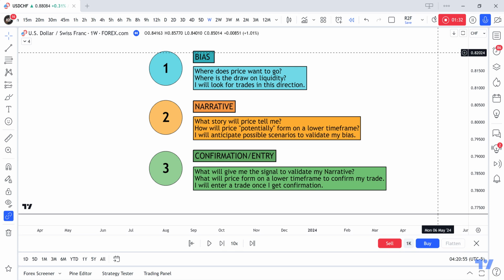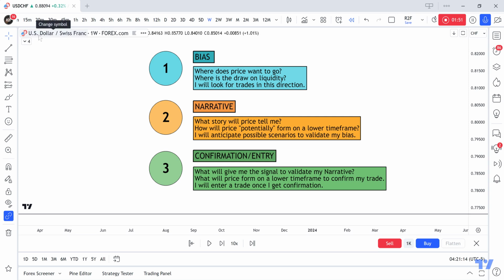If the weekly chart is bearish, for example, and you see a bullish candle on the hourly chart, you may be fooled into trading in the wrong direction if you don't have an effective top-down analysis. For the highest probability, you need to be in sync with the higher time frame. So I'll show you the steps of my approach, which is split into three separate parts: my bias, my narrative, and my confirmation and entry.